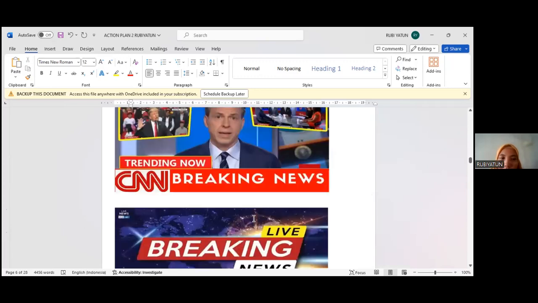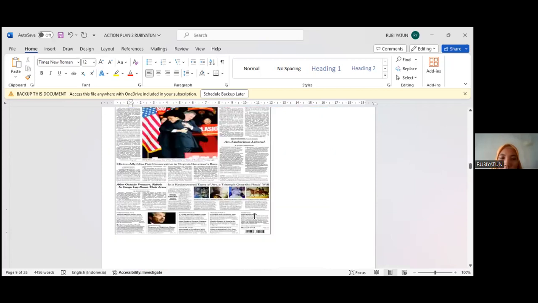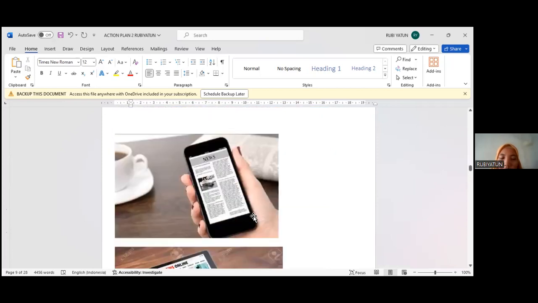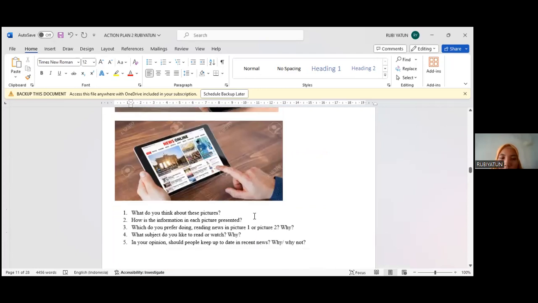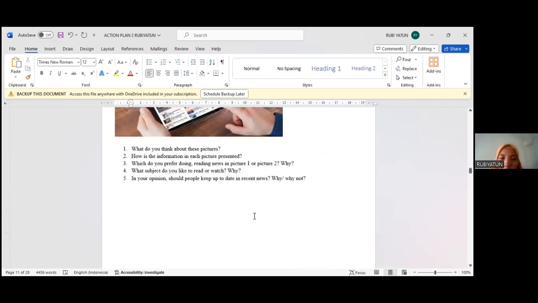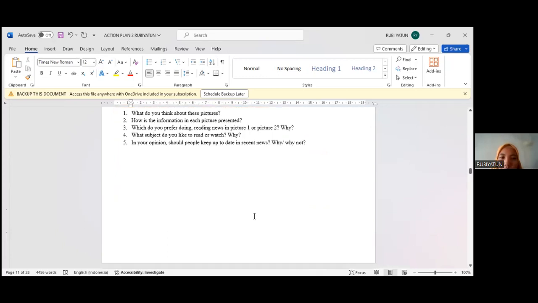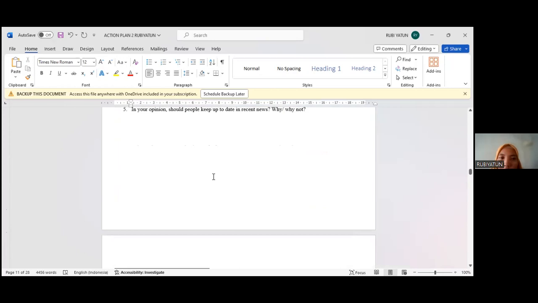This one is for the opening session. The teacher gives some pictures to the students using the projector and then asks the students, what do you think about this picture? How is the information in each picture presented? Which do you prefer, reading using picture 1 or picture 2? What subject do you like to read or watch? In your opinion, should people keep up to date with the recent news?